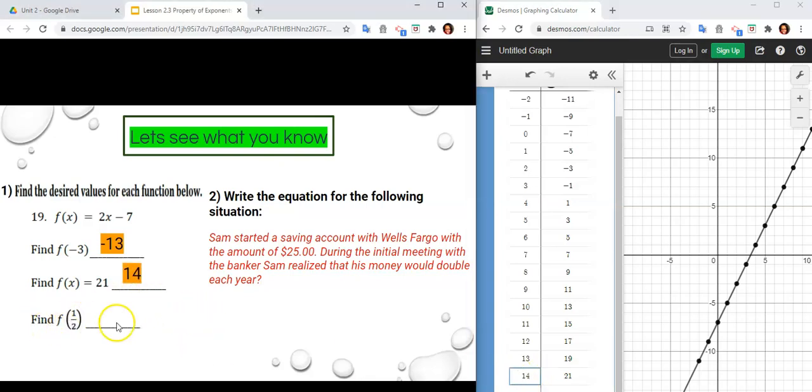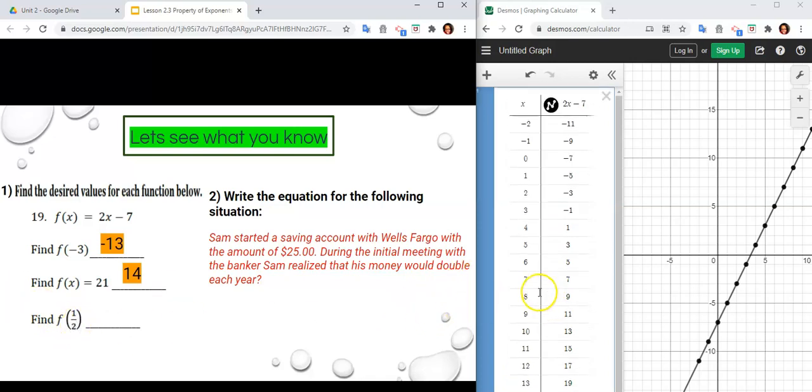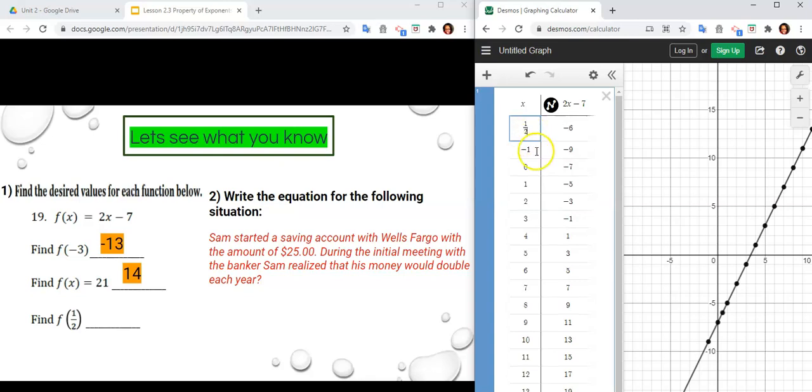And of course, 1/2, this is very easy. This is saying when x is 1/2, and yesterday we talked about 1/2 powers. So I can just come up here and plug in 1/2 to figure out what that value would be. And so of course that is negative 6. All right, so the next question says, Sam started a savings account with Wells Fargo with the amount of $25.